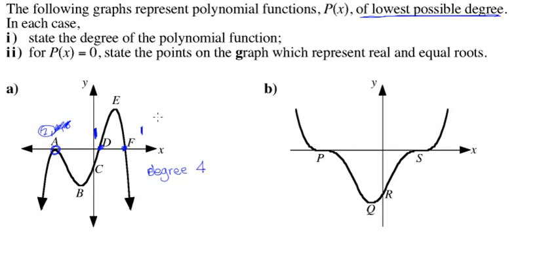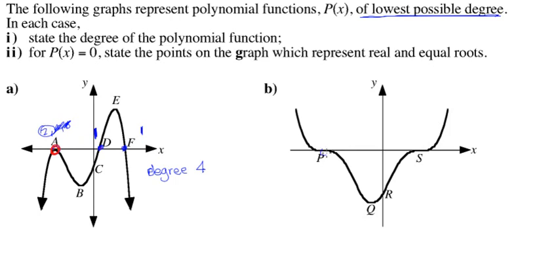Now for points which represent real and equal roots, at point A we have 2 roots which are the same. That's what multiplicity 2 means. D is a single root, so that doesn't count, and F doesn't count either. So point A is the only one where we have real equal roots, the same number happening, in this case, 2 times.